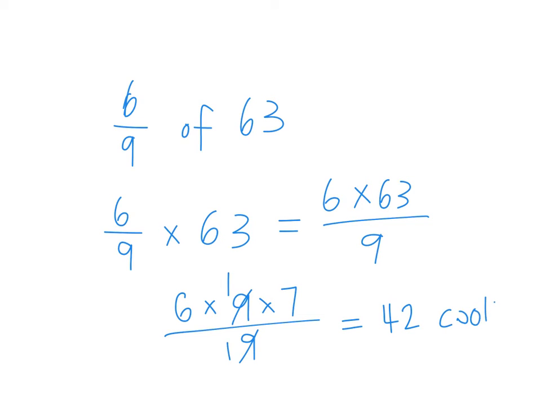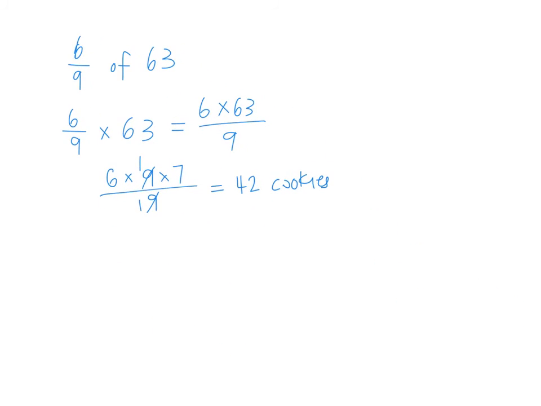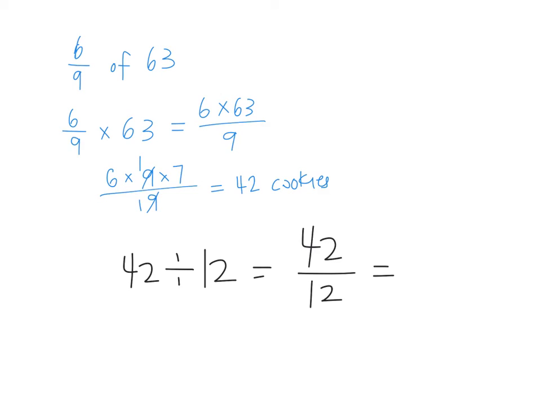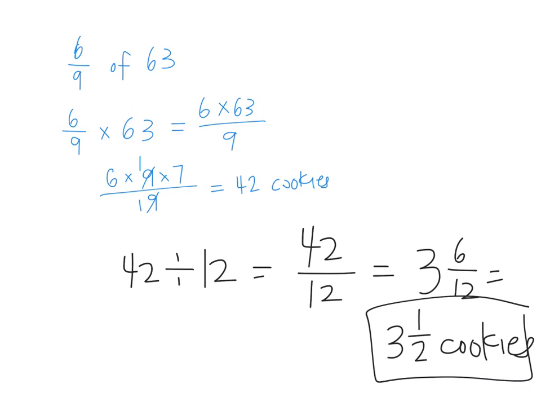Did each student get 42 cookies? No, because 42 cookies were split by how many students? 12. So how do I show how many each one got? I have to do 42 divided by 12, which is the same thing as 42 over 12. And how can I make that into a mixed number? How many wholes do I have? 3 wholes. And how many 12s do I have left? 6 12s. How do I simplify that? 3 1/2 cookies. So each of the 12 student helpers got 3 and a half cookies.